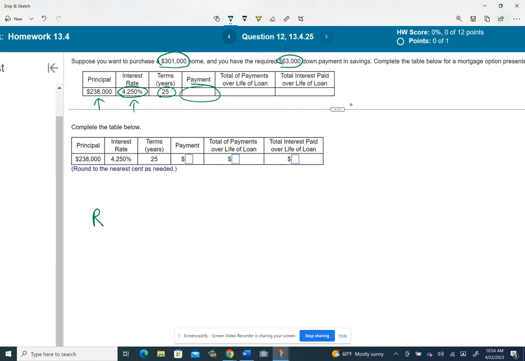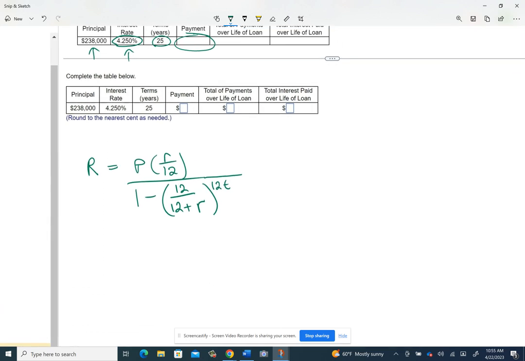So the formula is that R equals the principal times the rate divided by 12, which gives you your monthly mortgage rate, divided by 1 minus 12 over 12 plus your interest rate, and then raised to the 12 times t power. Okay. So I'm going to put everything in, and then I'll show you what I did to put it into my calculator. You really need to try this on your own calculator as well.